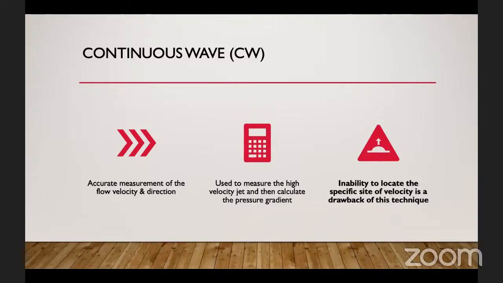than the flow velocity and the direction. And usually it measures the high velocity jet, from which we can calculate the pressure gradient, from which we know the simplified Bernoulli equation. The drawback of this technique is its inability to locate the specific site of the velocity, which is an added value of the pulse wave Doppler.